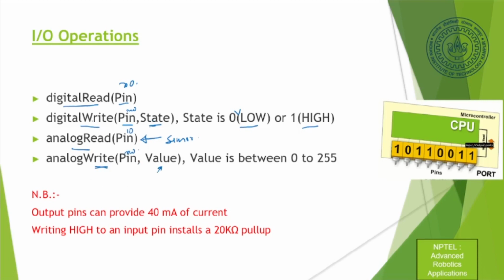In digital write you can see the state is high or low, whereas in analog write this value can be anywhere between 0 to 255. What is the meaning of this? The meaning is, I had an LED.